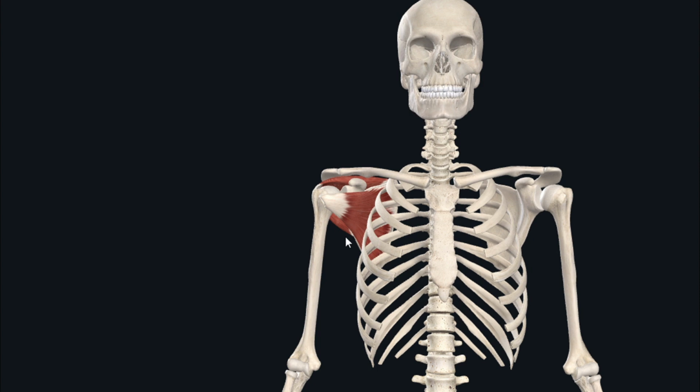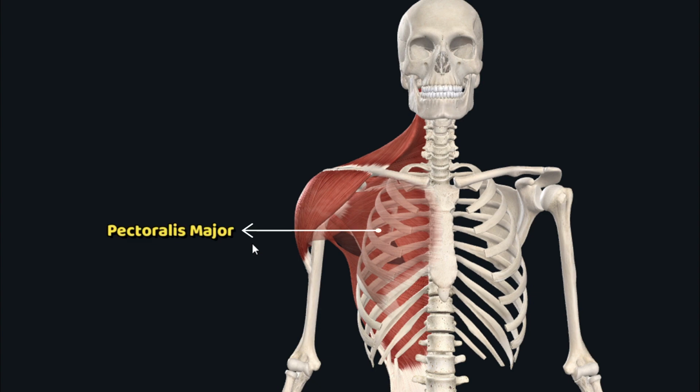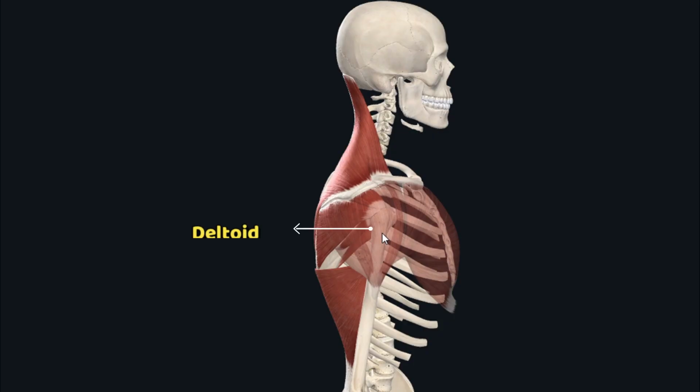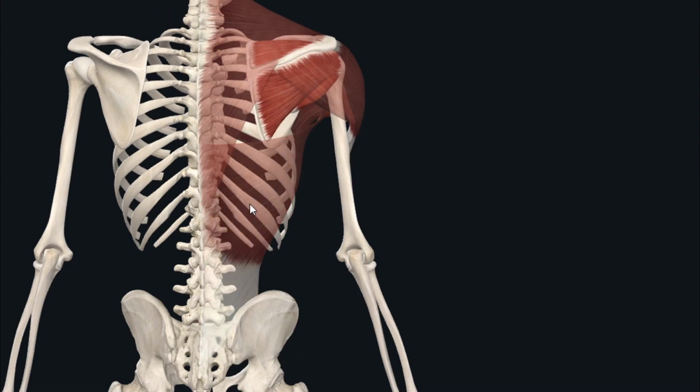These rotator cuff muscles lie deep to the powerful superficial muscles of the shoulder, such as the pectoralis major, the deltoid, the trapezius, and the latissimus dorsi muscle.